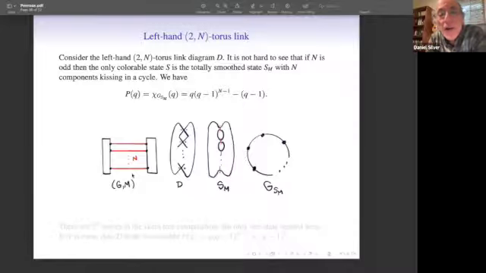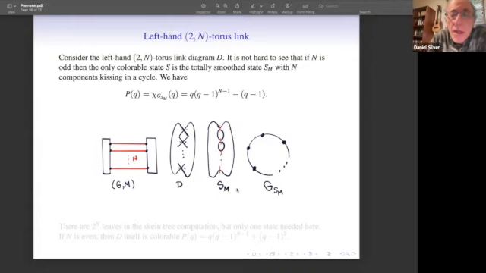It turns out that there's only one colorable state. This is not hard to see. That colorable state is here. We've smoothed everybody, the totally smooth state S sub M. I use M because M is the set of matching edges, and they correspond with the number of crossings. So basically, I've smoothed everybody in M.